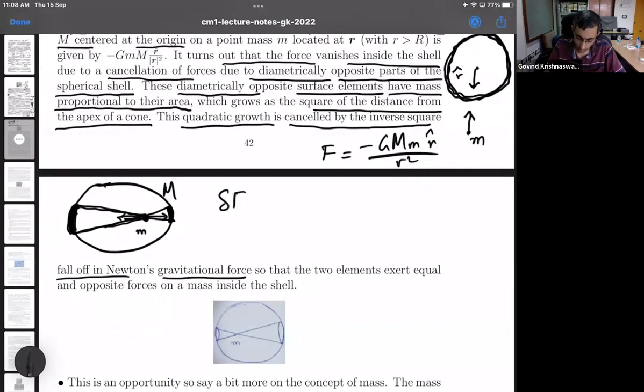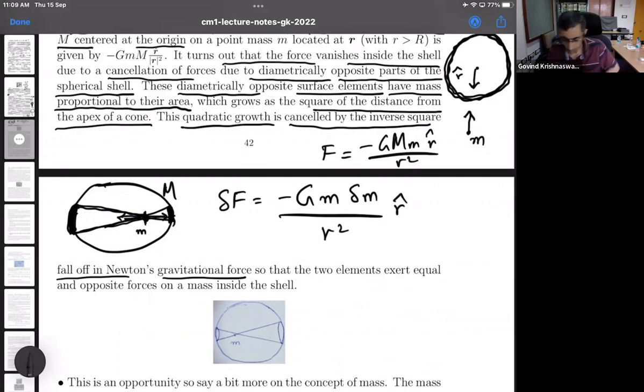So you can say delta F is equal to minus G small m delta m upon r squared r hat, where r is the distance from the apex of the cone to the element of interest. And the point is that delta m is itself proportional to r squared. So the r squares cancel out. So this is the delta F due to this element, and there's a similar delta F due to that element, and the two are equal and oppositely directed. Okay, so I've sketched the argument.